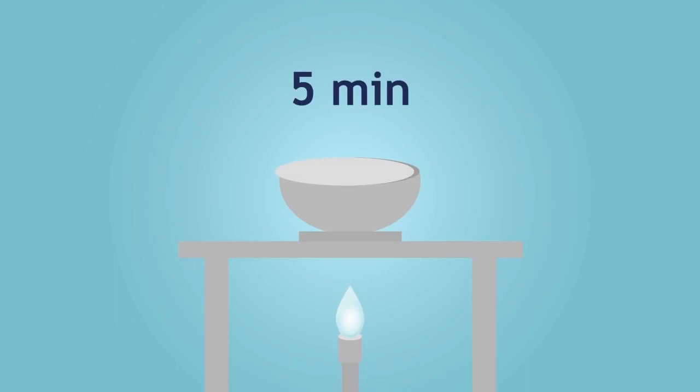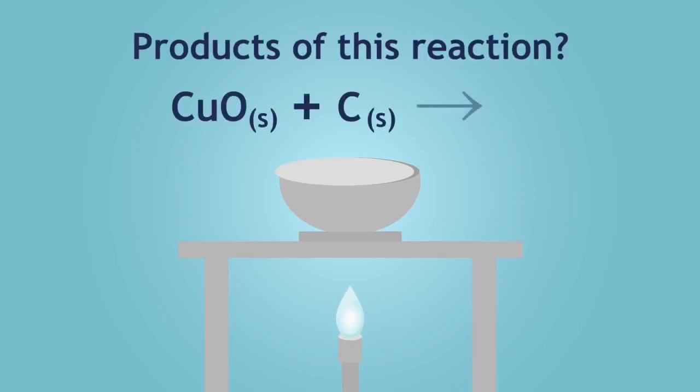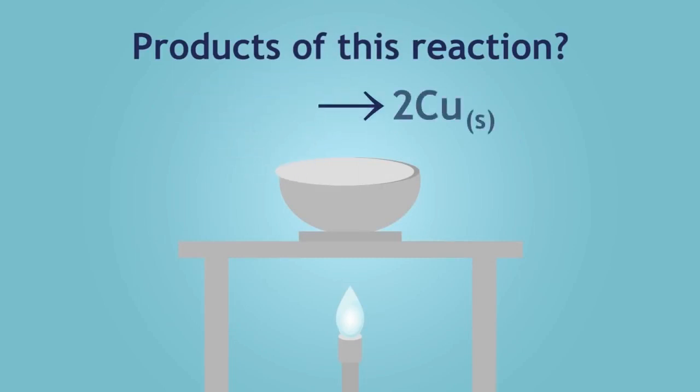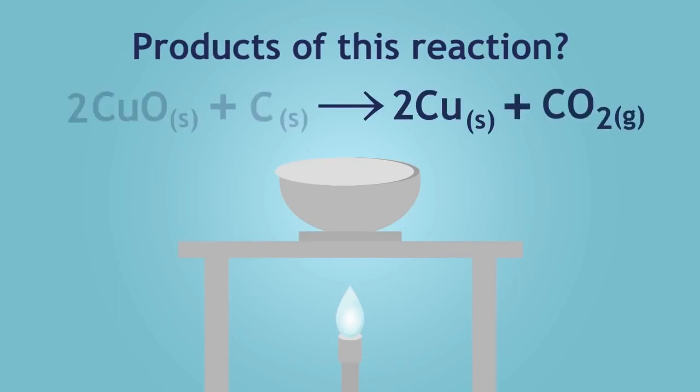While that is in progress, why don't you grab a piece of paper and a pencil and predict the products of this single displacement reaction. Pause the lesson and resume when ready. The carbon displaces copper in copper 2 oxide to give copper metal and carbon dioxide.